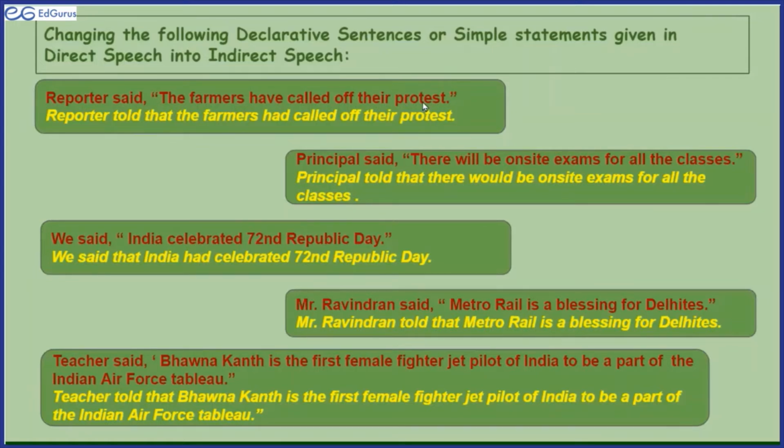These are the rules you have learned till now? Yes, ma'am. Fine. Said is changed into told. We have already learned that reporting verb is changed. Yes, ma'am. Comma, inverted commas, they are removed, right? Then the farmers have is changed into had because it is past form reporting verb, and remaining sentence is the same, right?